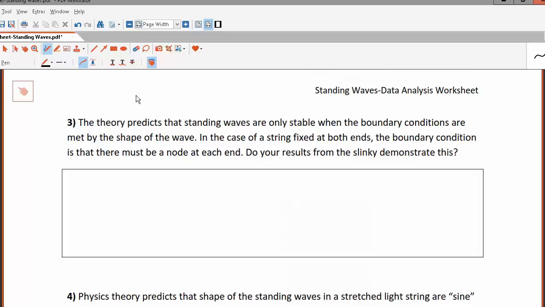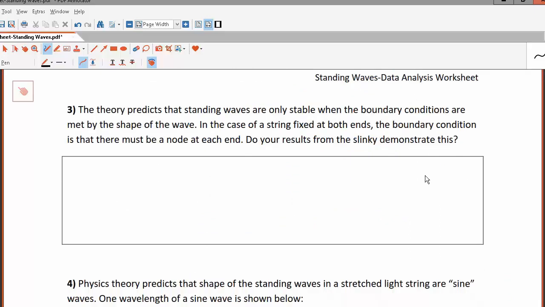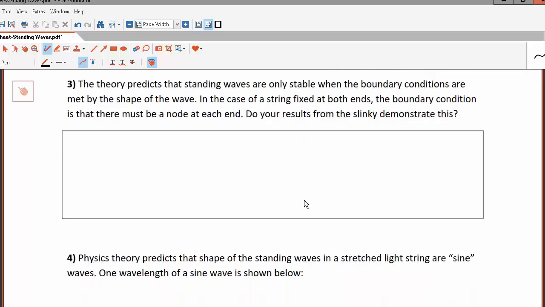So here we can evaluate the theory that the standing waves are only stable when the boundary conditions are met by the shape of the wave. In the case of a fixed string, at both ends, the boundary condition is that at the ends where it's fixed, there must be a node. And then do our results demonstrate that? So you can comment on that. Just type your answer into that box.